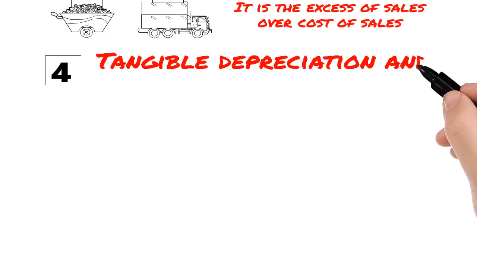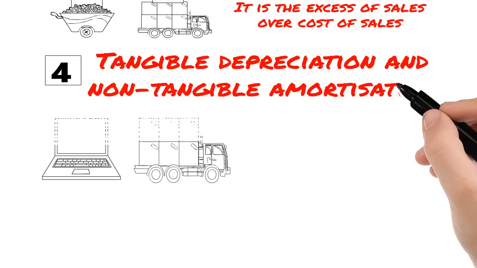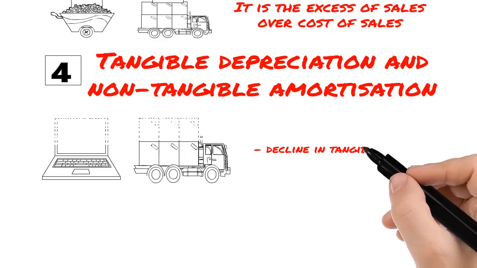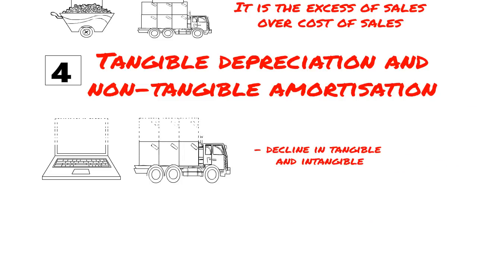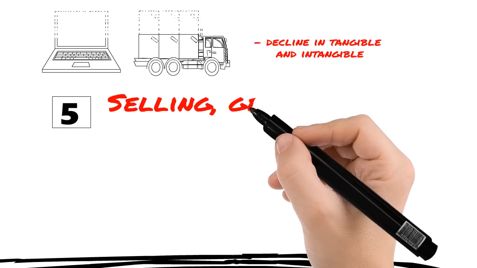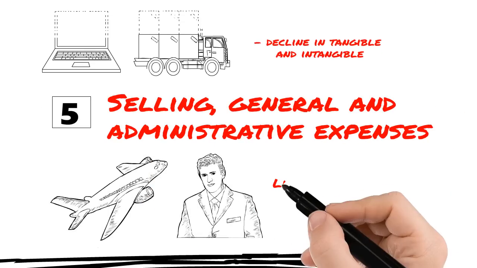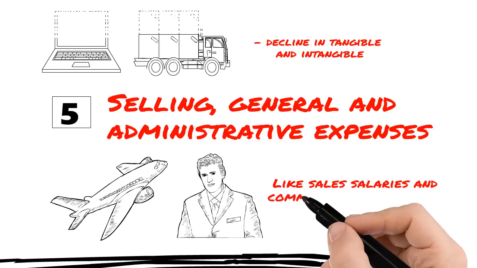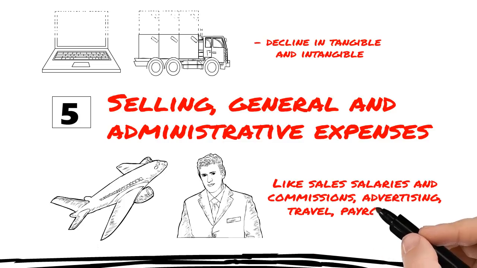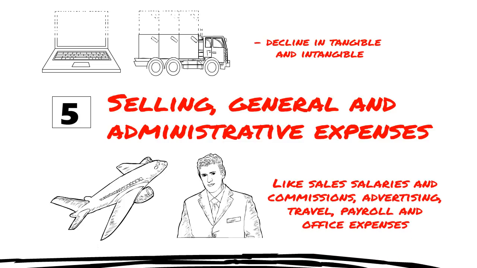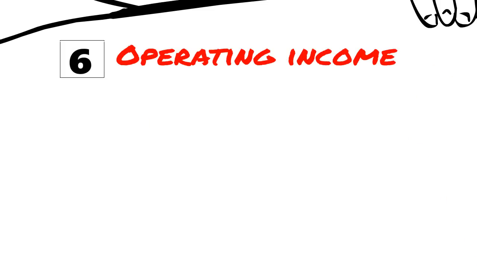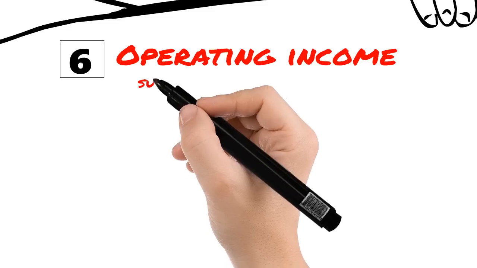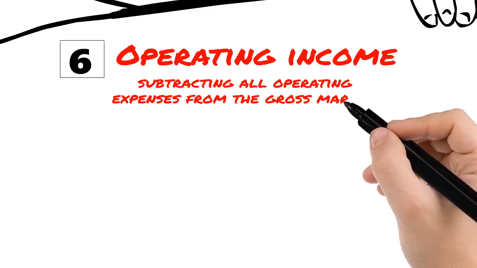Tangible depreciation and intangible amortization show the decline in tangible and intangible assets. Selling, general and administrative expenses include sales salaries and commissions, advertising, travel, payroll, and office expenses. Operating income is obtained by subtracting all operating expenses from the gross margin.